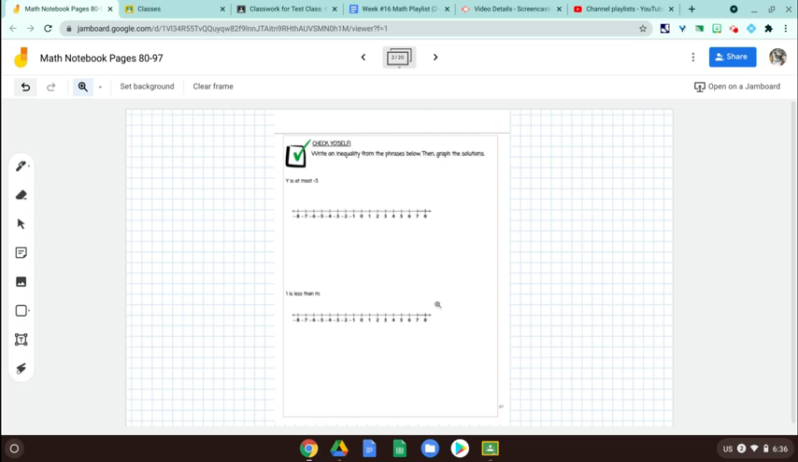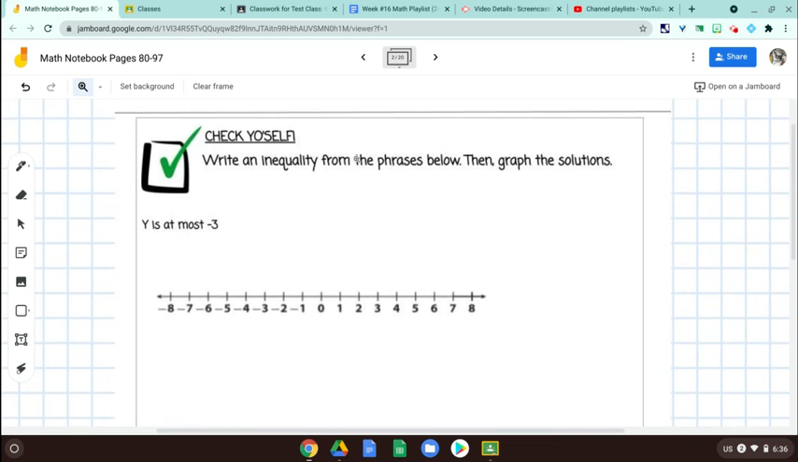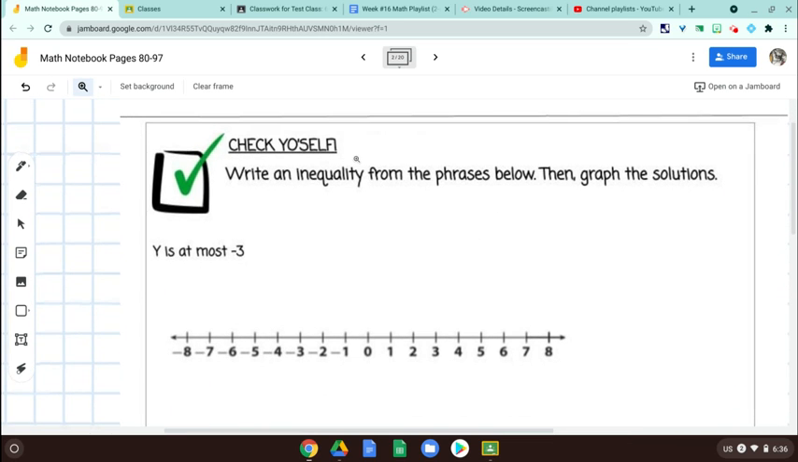Jankowski. We're on page 81 of our math notebook, and we are going to dive right in. So I'm going to zoom in a little bit so you can take a closer look at the instructions. At the top, it says, write an inequality from the phrases below, then graph the solutions.